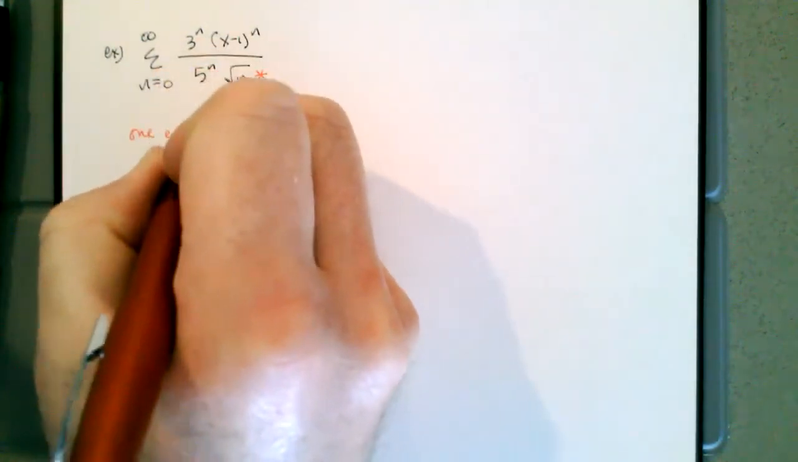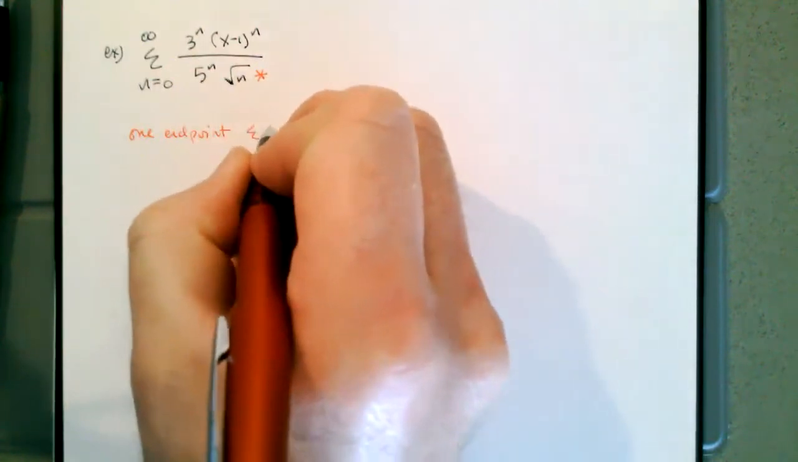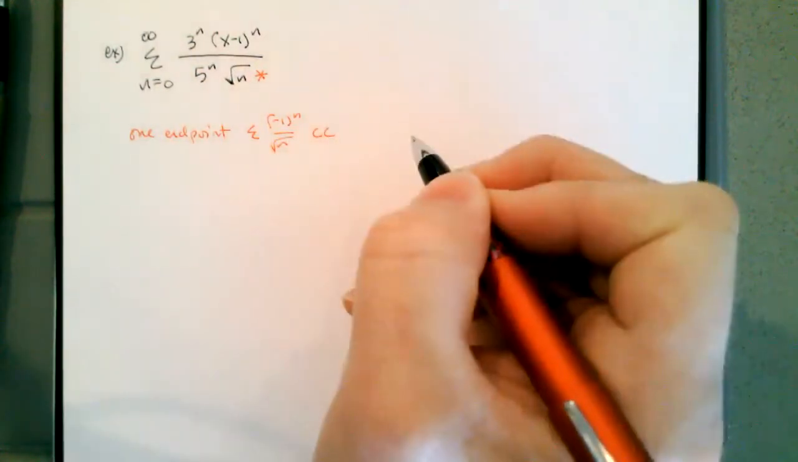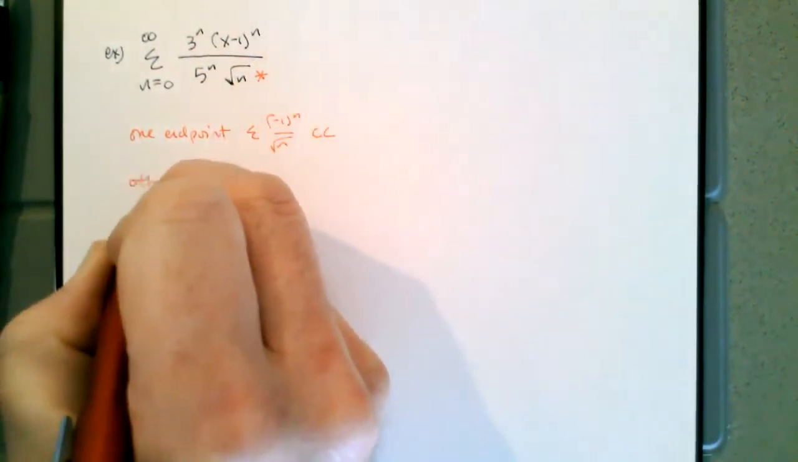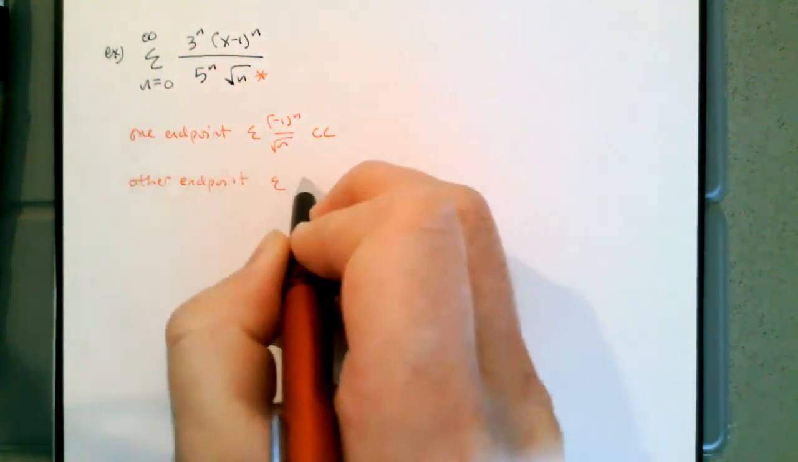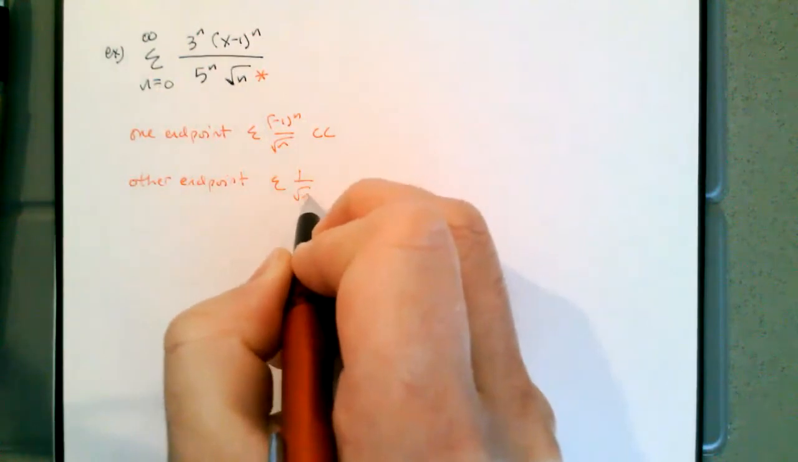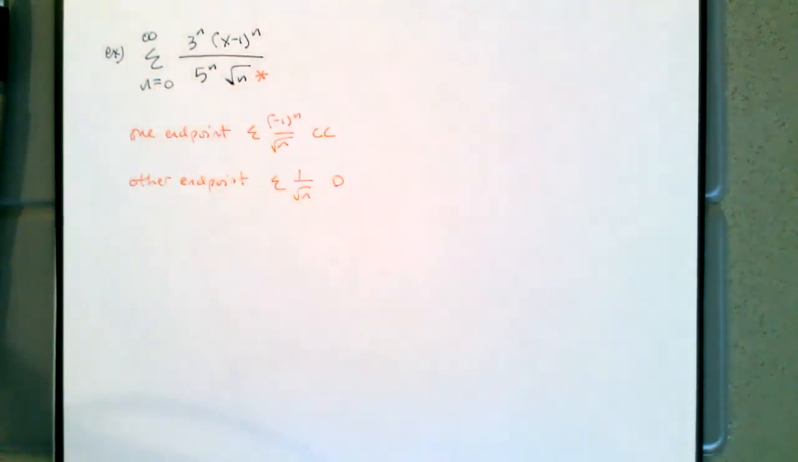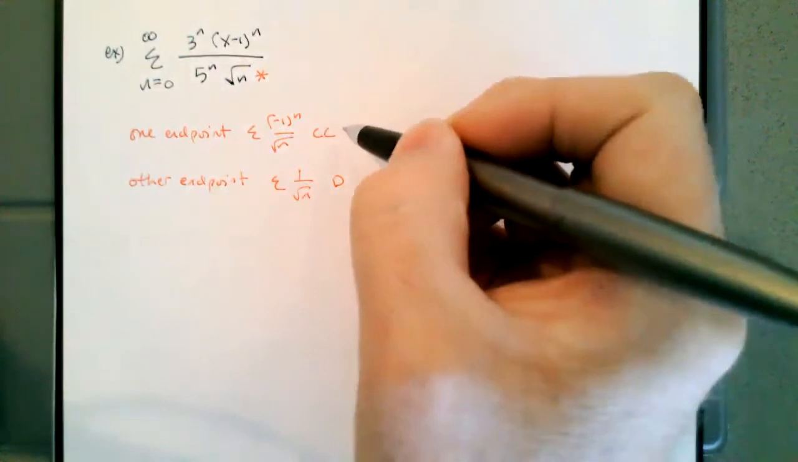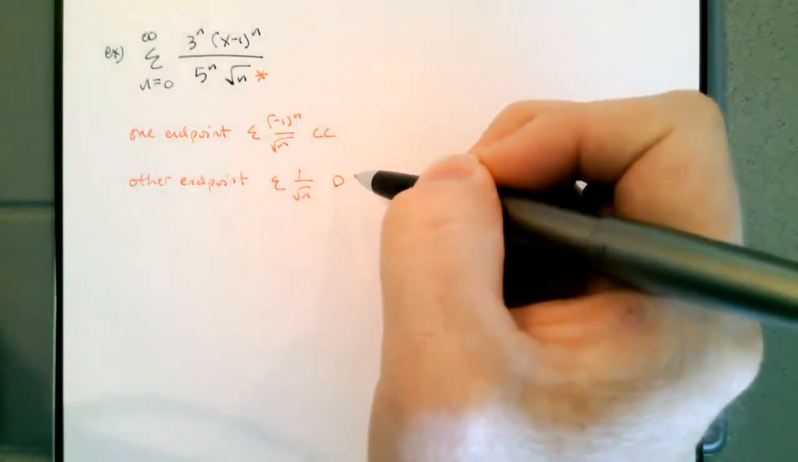One endpoint will be minus 1 to the n over the square root of n, which is conditionally convergent. But the other endpoint is 1 over the square root of n, which diverges. So one endpoint is going to be included, and the other endpoint will not. I've still kept my center at 1 and my radius of 5/3. I no longer get to use an absolute value inequality because one endpoint is in, the other endpoint is out.